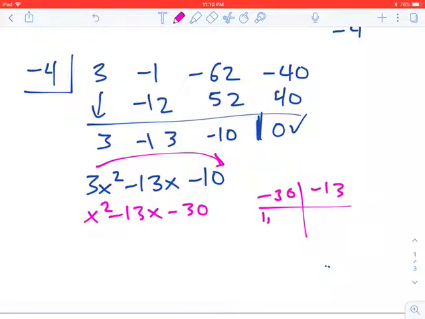So again, you can go through the different factors, 2 and 15. Oh, actually, I was wrong. Because it's a negative, I need one to be positive, one to be negative. So that's negative 15 and positive 2.